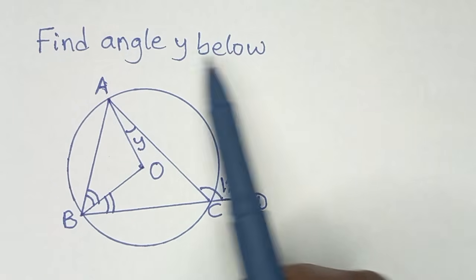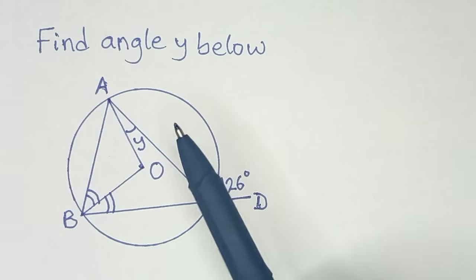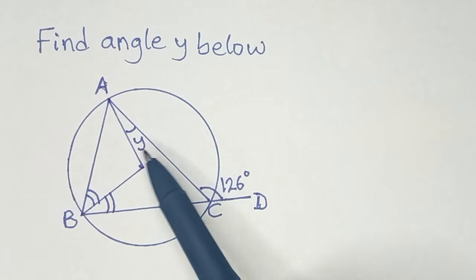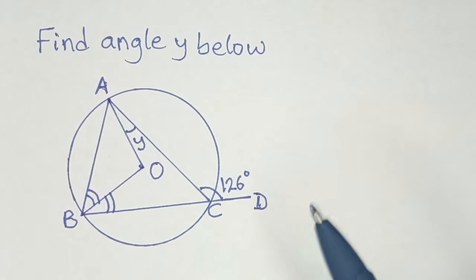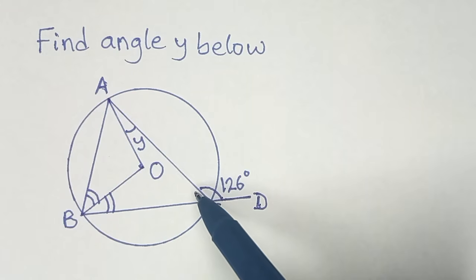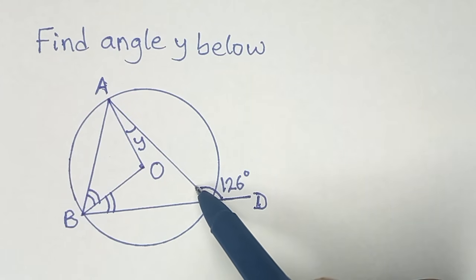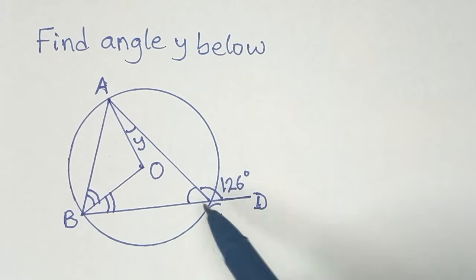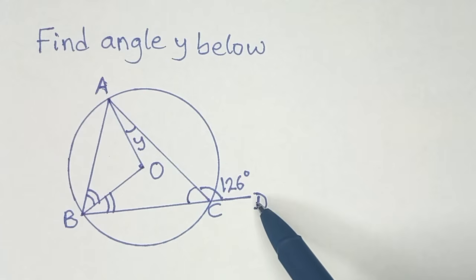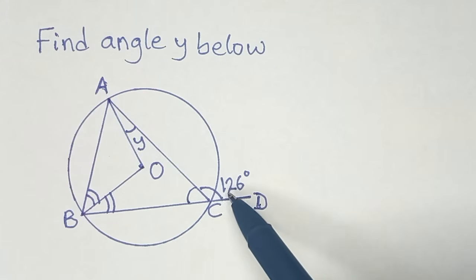Find angle Y below. Now, for us to find angle Y in this circle geometry, what we need to do first is to find this angle here. Now, this is a straight line. This is a straight line. And the sum of angles on a straight line is 180.